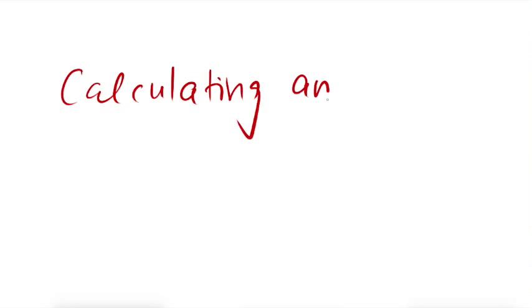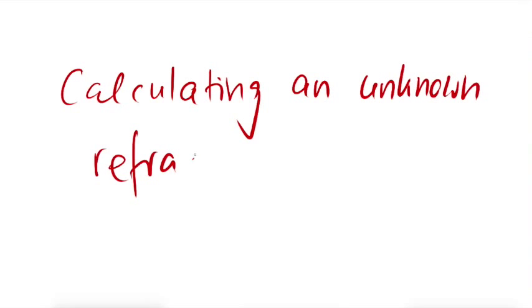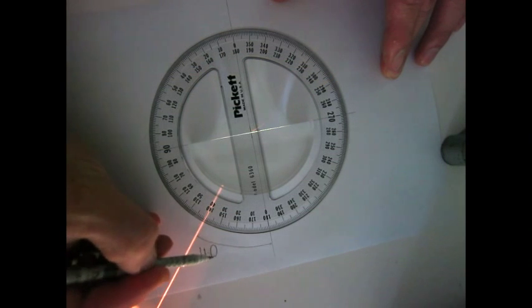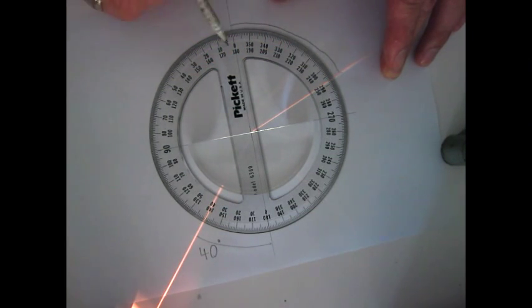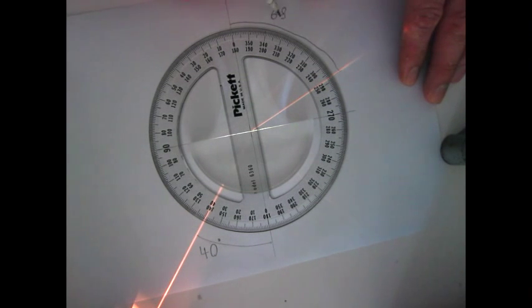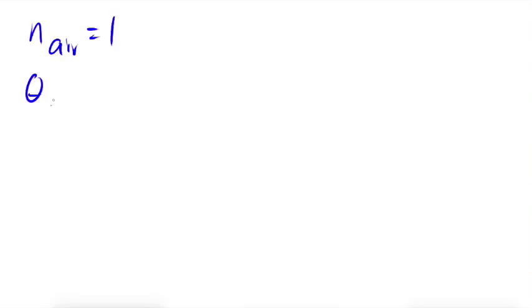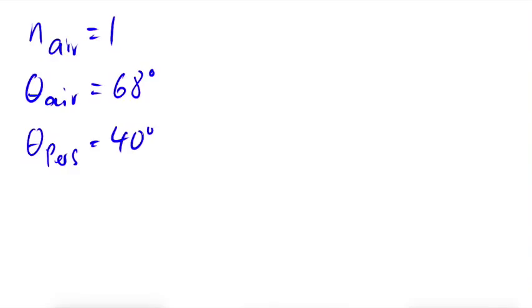Let's look at an example for calculating an unknown refractive index. In this simple experiment, I measured the angle in perspex to be 40 degrees and the angle in air to be 68 degrees. Given that the refractive index of air is 1, I can now find the refractive index of perspex. We have n air equals 1, theta air equals 68 degrees, and theta perspex equals 40 degrees.